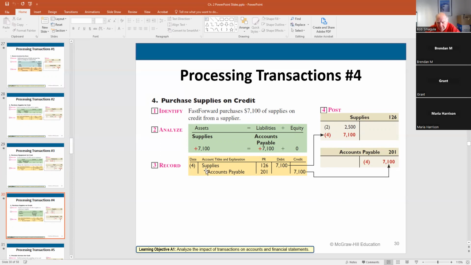Supplies go up with a debit, as all assets do. Payables go up with a credit, as all payables do. And then we post, and here we go. We had $2,500 worth of supplies that we bought in transaction 2, and now we have another $7,100.